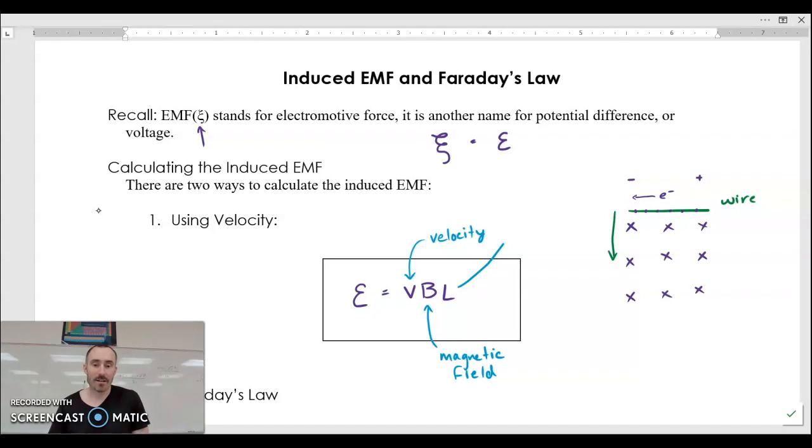And L is the length of the wire. It's the length of the wire that's actually in the field. There you go. Okay, and then this guy over here is EMF in volts. Okay, so there's situation number one. You can create a voltage by moving a wire through a magnetic field. Okay, it's not very applicable to electricity generation.